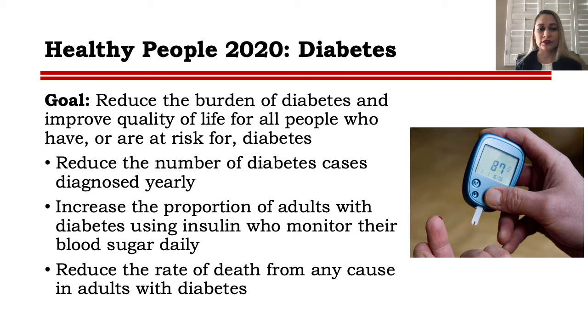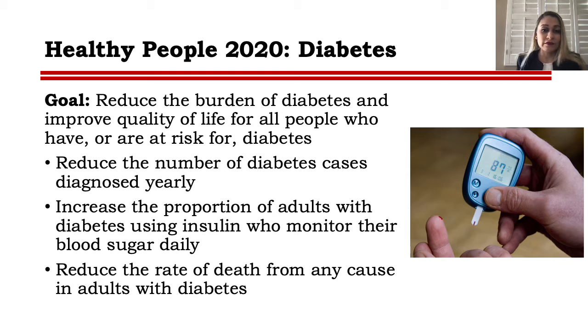Healthy People 2020 diabetes. 30 million people in the United States have diabetes. It is the 7th leading cause of death. Some racial ethnic minorities are more likely to have diabetes. The goal is to reduce the number of diabetes and improve the quality of life for all people who have or are at risk for developing diabetes.